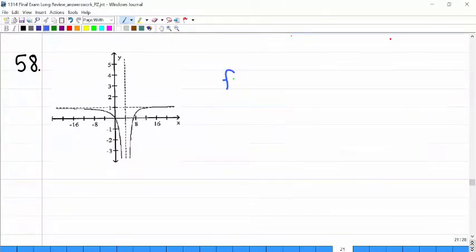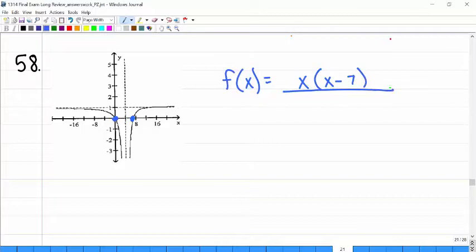For number 58, I want to come up with an equation for my function that's given here on this graph. I know that x equals 0 is a zero, and I know that x equals 7 is a zero, so in the numerator I'm going to have x times (x minus 7). And in the denominator, I know that x equals 4 is a vertical asymptote, so I'm going to have x minus 4, and since I want both of them going the same way here, I'm going to do (x minus 4) quantity squared.